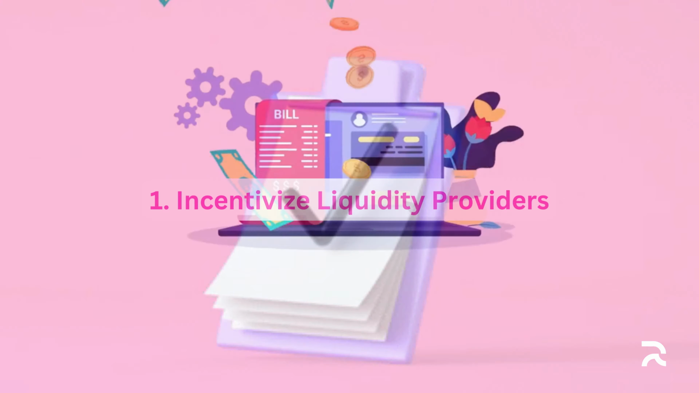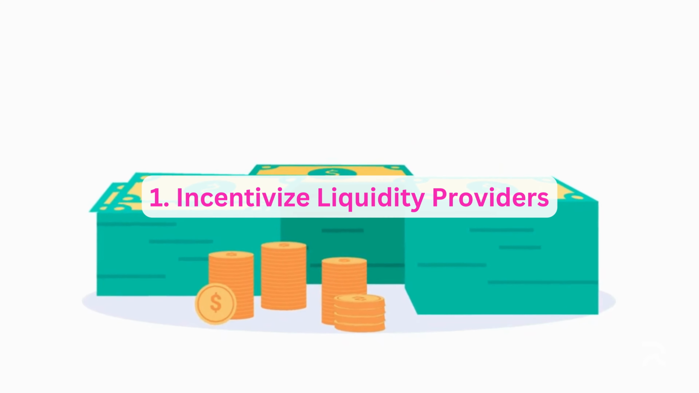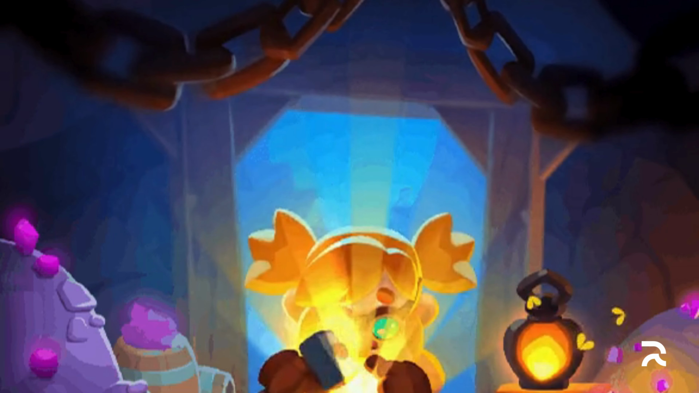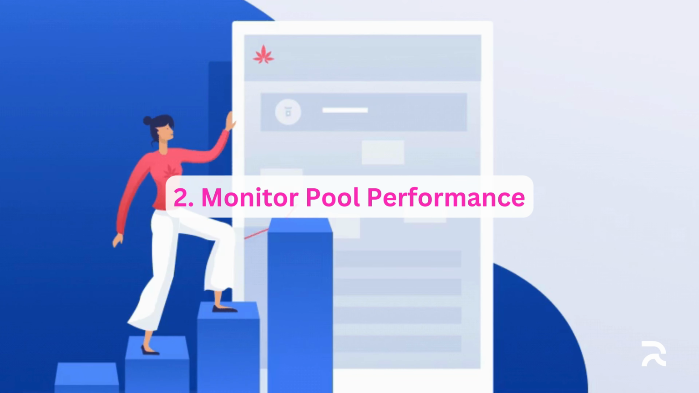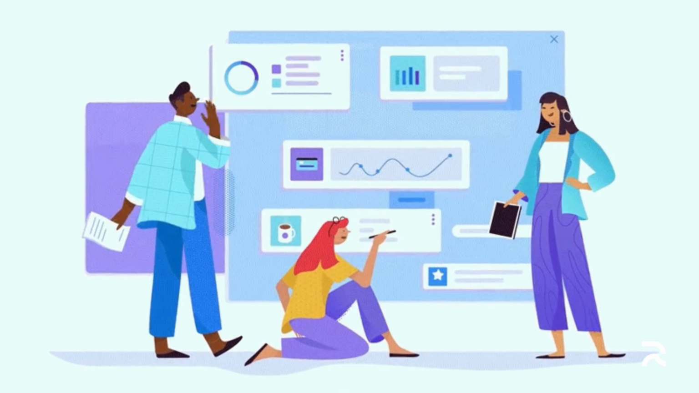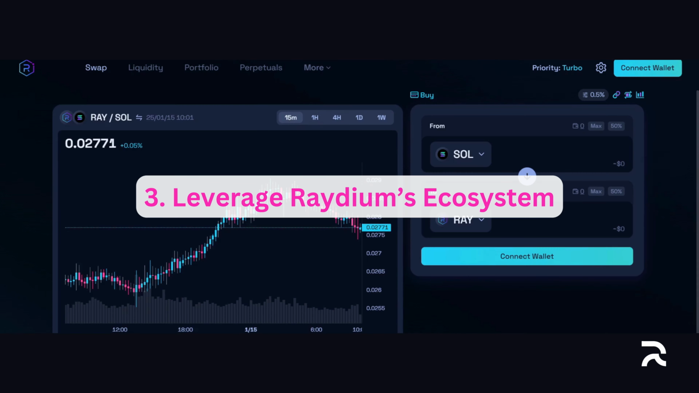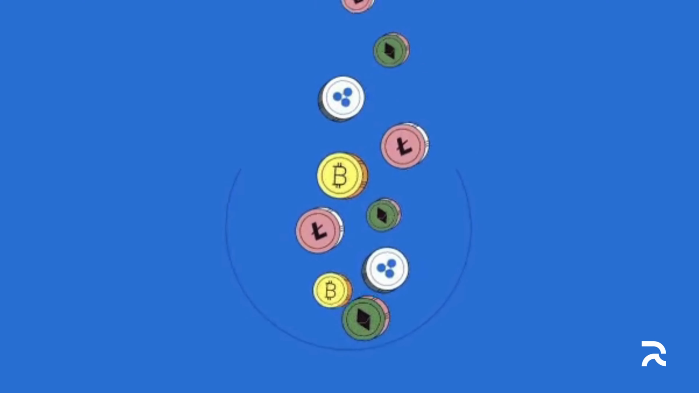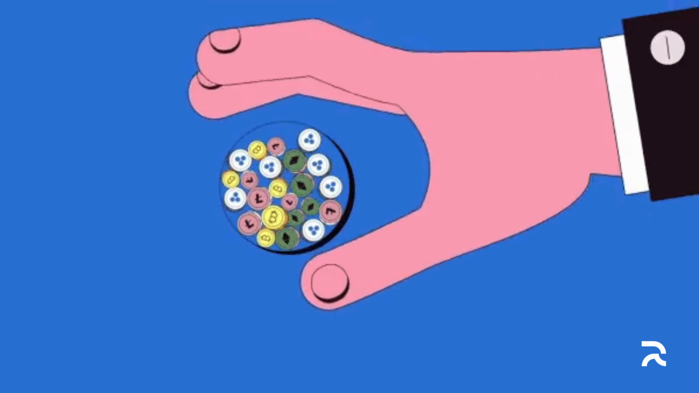Here are some expert tips to maximize your token's performance, regardless of the model you choose. 1. Incentivize liquidity providers. Offer rewards like governance tokens or staking bonuses to attract liquidity. 2. Monitor pool performance. Regularly review slippage and trade volume metrics to identify areas for improvement. 3. Leverage Raydium's ecosystem. Use additional features like yield farming and fusion pools to complement your liquidity strategy.